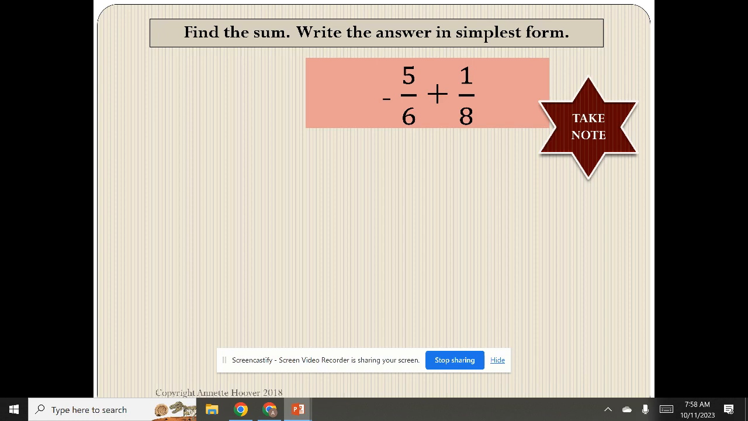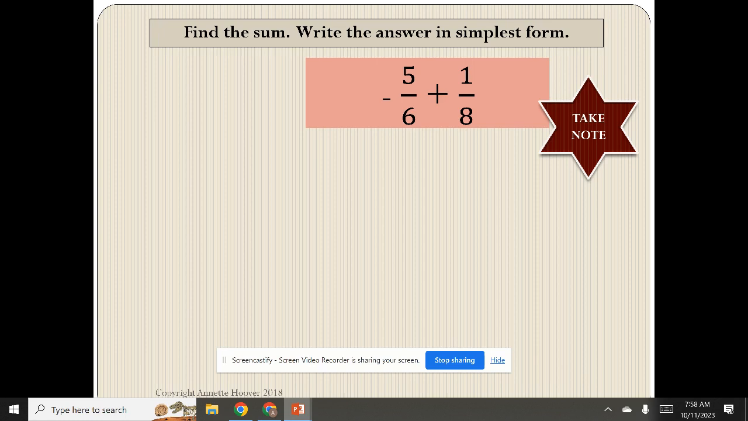So I'm going to put 24 on the bottom just once. I ask myself, what do I multiply 6 by to get 24, which is 4? So I have to multiply the 5 times 4. Notice the subtraction sign out on top. So that makes this term negative. So that's going to be a negative 20. Next fraction, 8 times 3 equals 24. So we multiply 1 times 3. That is a positive 3.